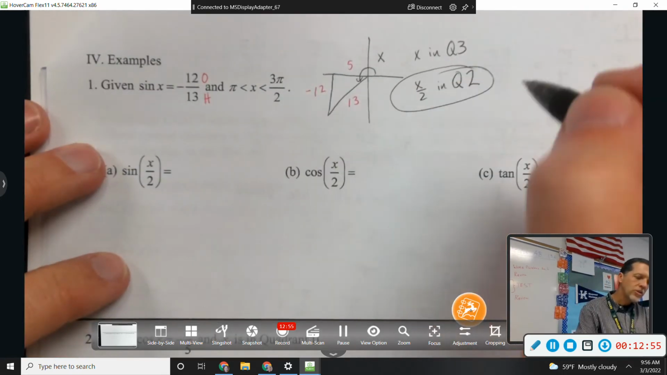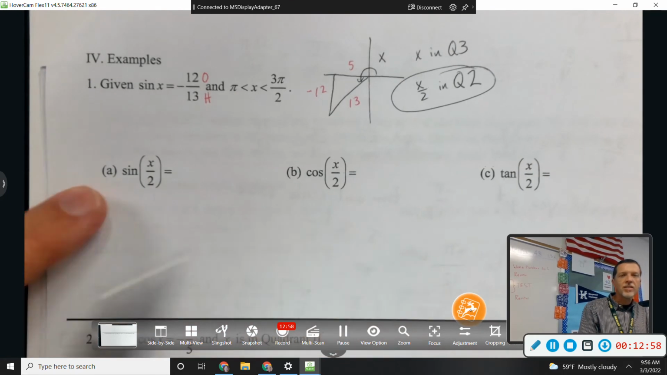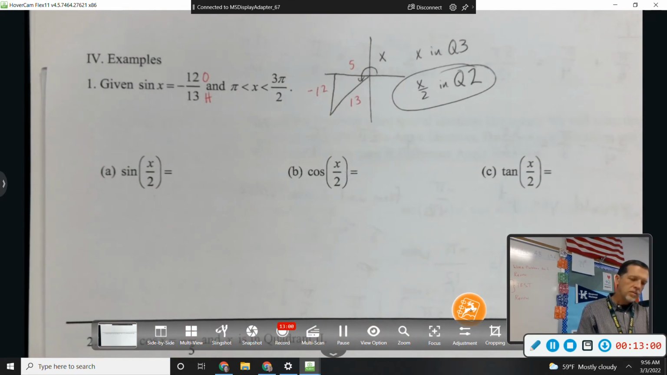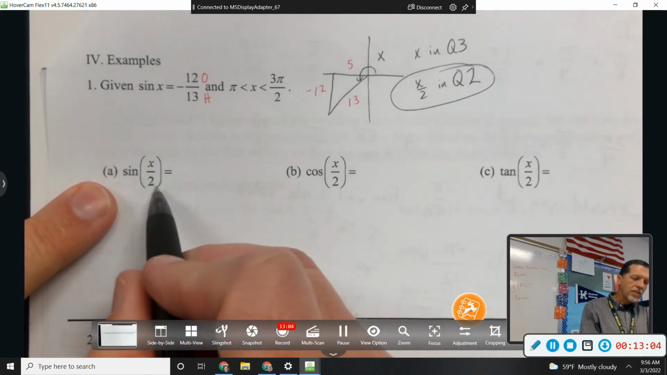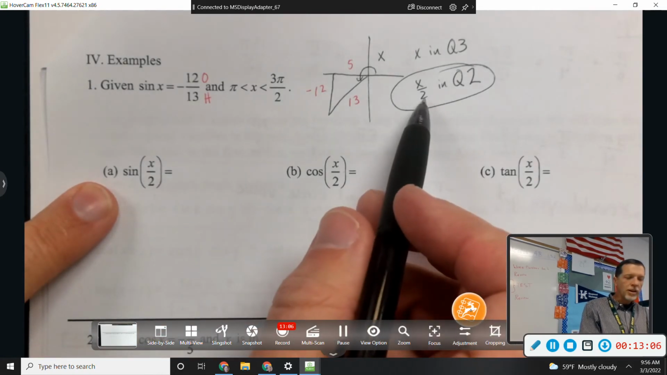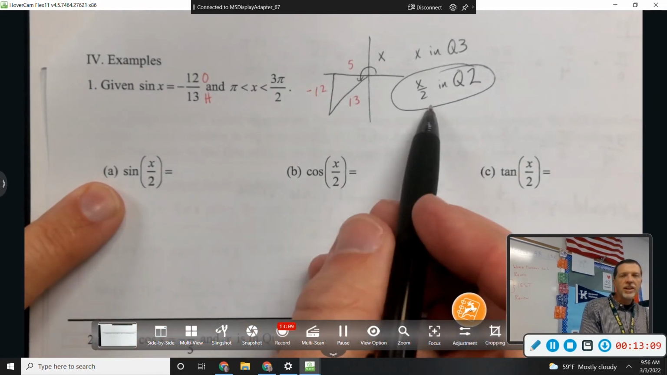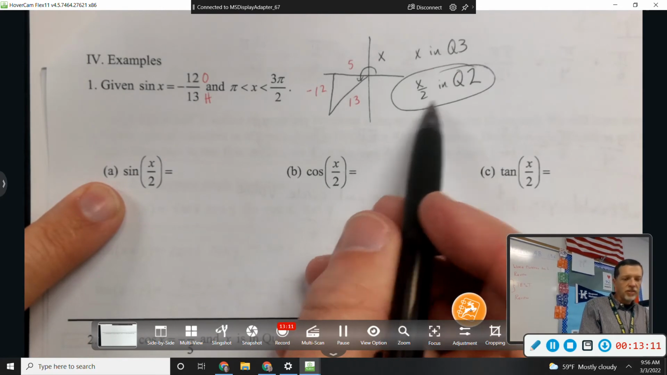So I'll use that when I start thinking about sines and cosines. In fact, I can do that right now. The sine of x over 2, forget about the formula. Is it going to be positive or negative if x over 2 is in quadrant 2?